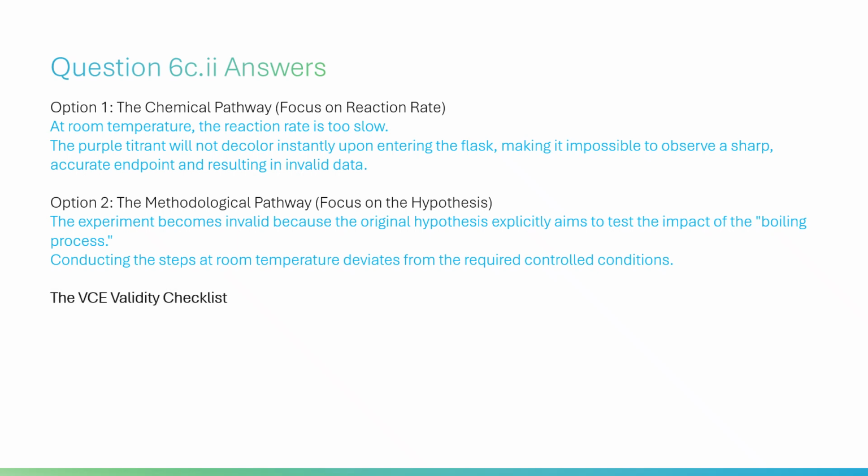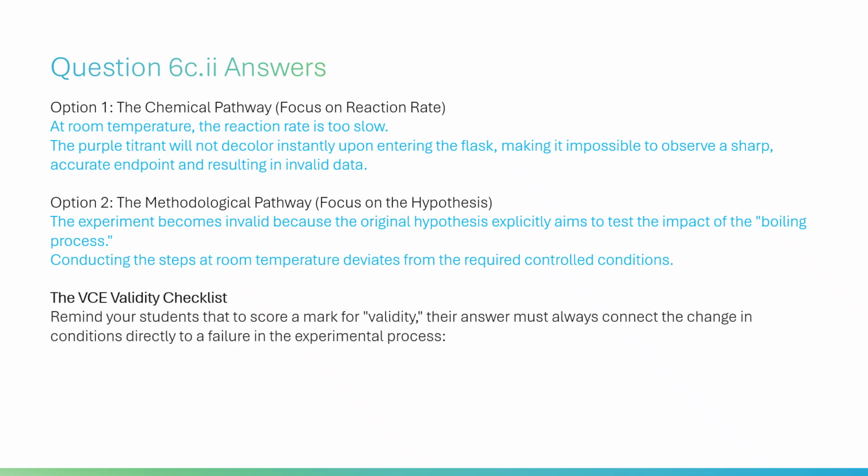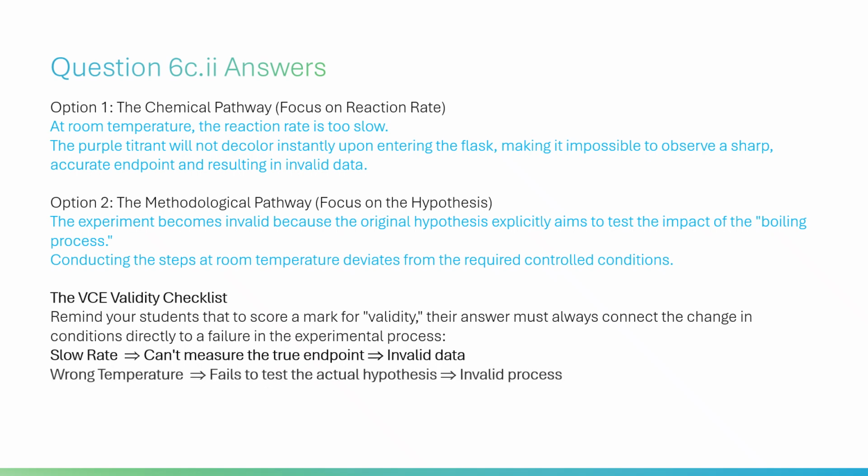The VCE Validity Checklist. Remind your students that to score a mark for validity, their answer must always connect the change in conditions directly to a failure in the experimental process. Slow rate, can't measure the true endpoint, invalid data. Wrong temperature, fails to test the actual hypothesis, invalid process.